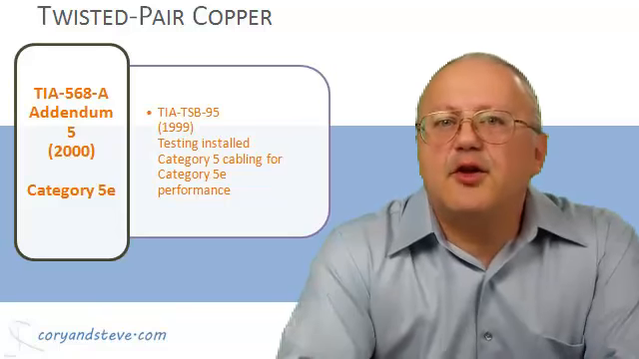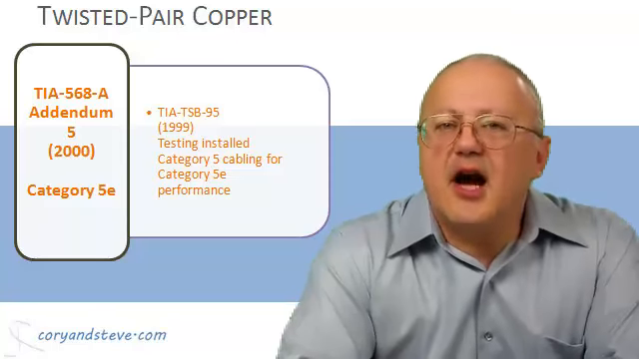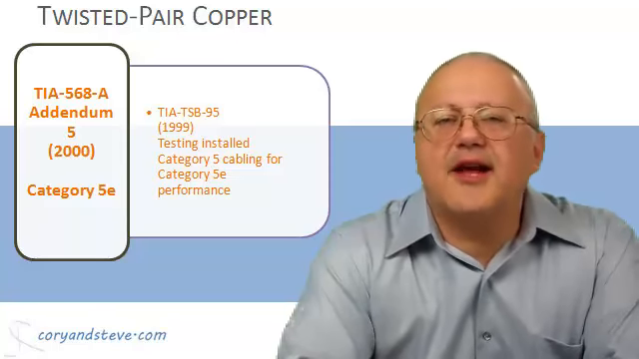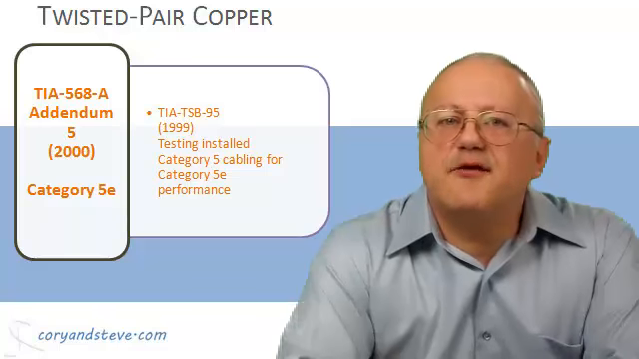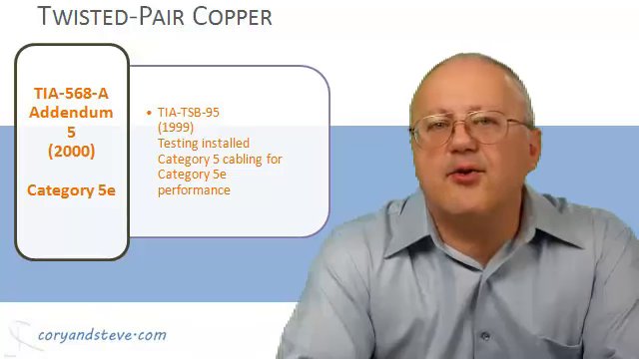Let's now move on to the copper side of things. On the left, we have the document that introduced Category 5E, and on the right is the guideline for testing installed older Category 5 cabling to see if it would perform to the levels specified in the newly introduced category.